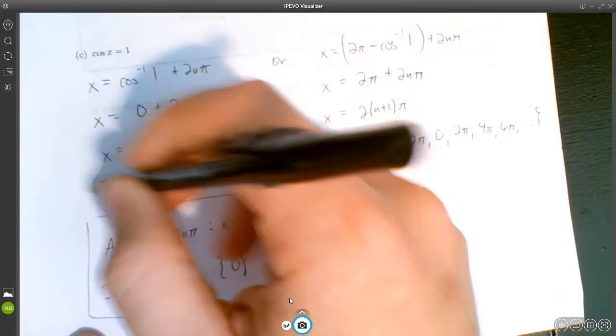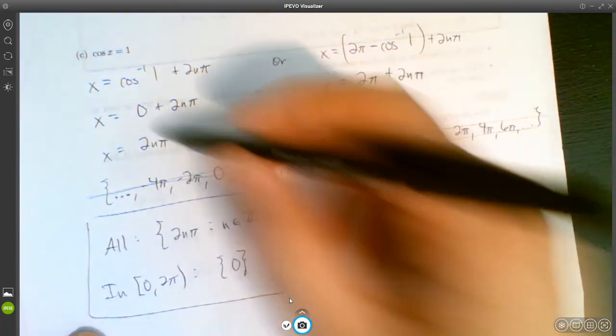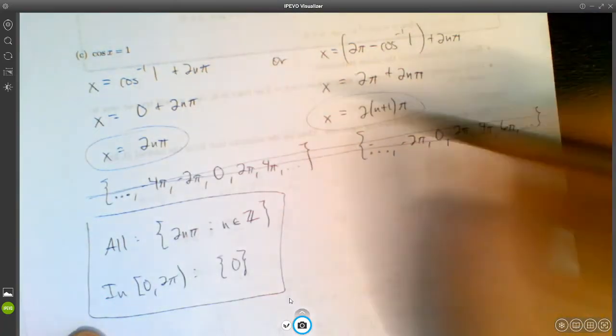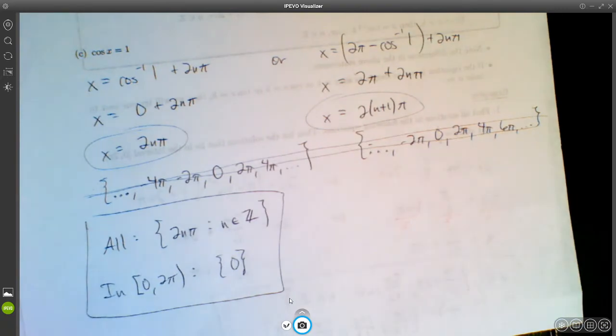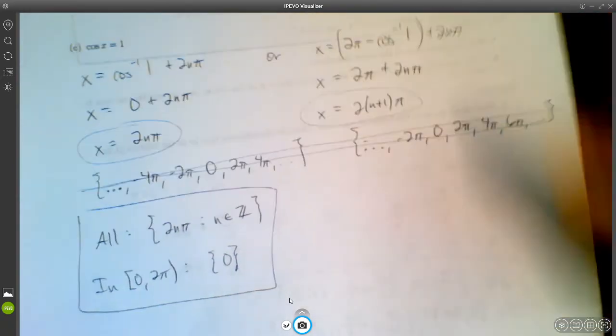Okay? So that's how you would solve that one. By the way, you don't have to do this little step right here. I was just writing this out to show you why these two rules are actually going to generate the same set, right? Very good.